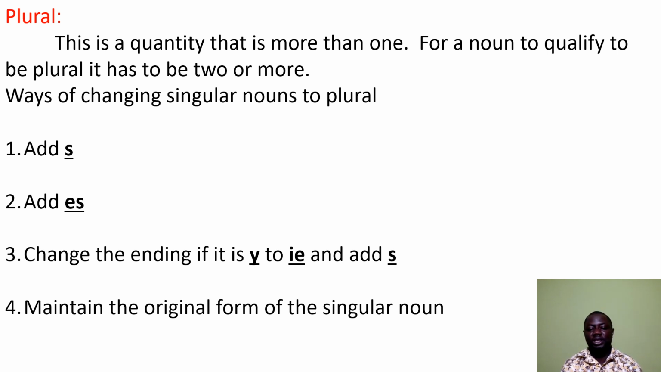Let's look at ways of changing singular nouns to plural. We've looked at the regular and the irregular, but there are more to talk about. One, you just add s. That is for the regular, as we have spoken about. The second, you add es.